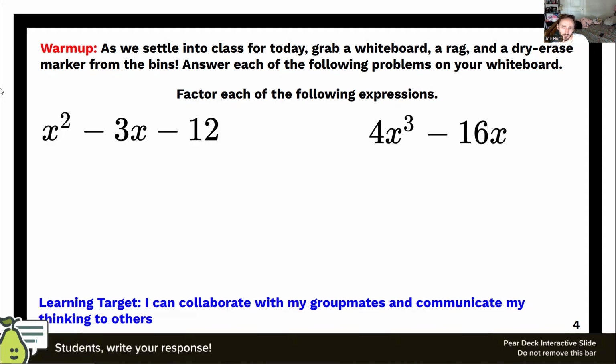And go ahead and try and do this with your group mates. Maybe these two here. You've got x squared minus 3x minus 12 and 4x to the third minus 16x. Pause the video and go ahead and try that for maybe 3 to 5 minutes.